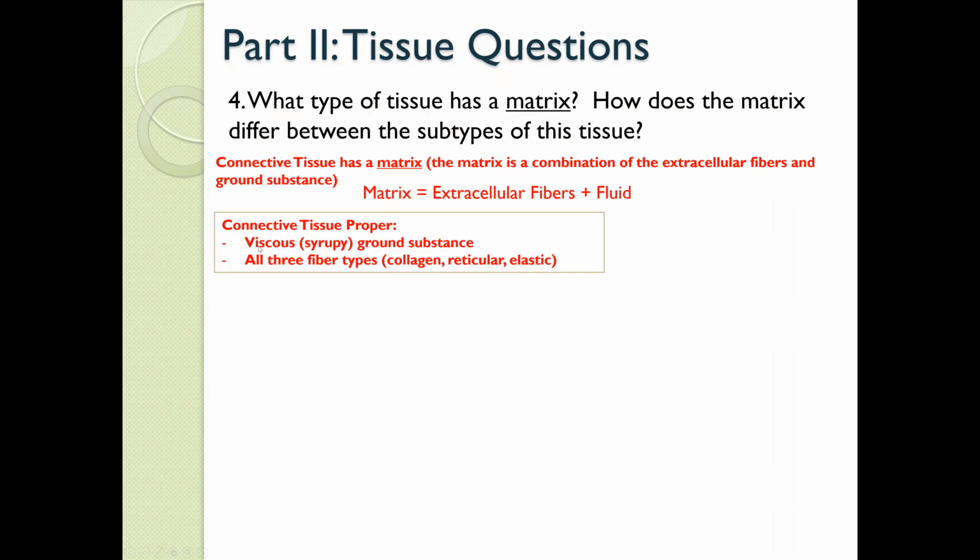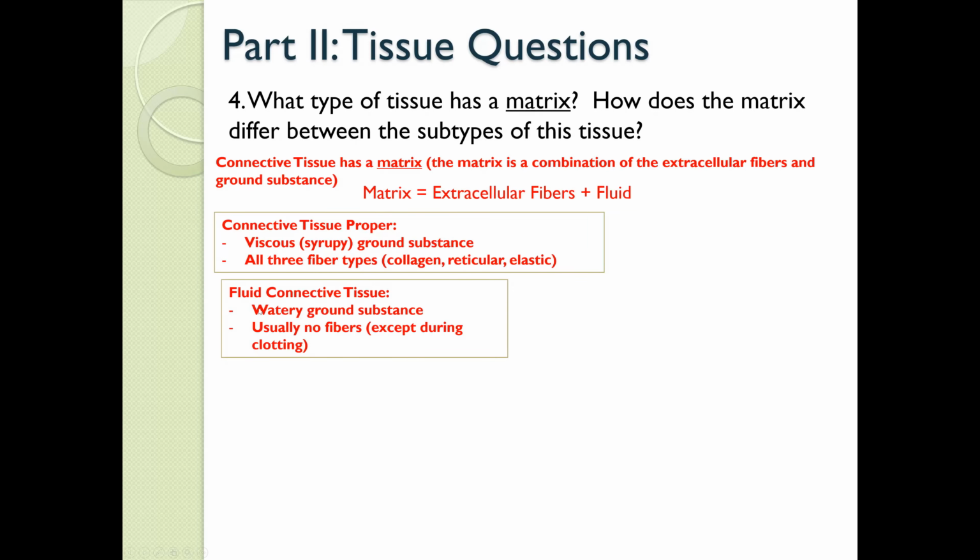So in connective tissue proper, that's your loose and dense connective tissues, the ground substance is viscous, which means it has a syrupy type of consistency. So think of pouring honey, for example. And you find all 3 fiber types, collagen, reticular, and elastic, depending on which particular subtissue type you're looking at. Fluid connective tissue has a very watery ground substance. It's actually called plasma. And there are usually no fibers except during blood clotting.